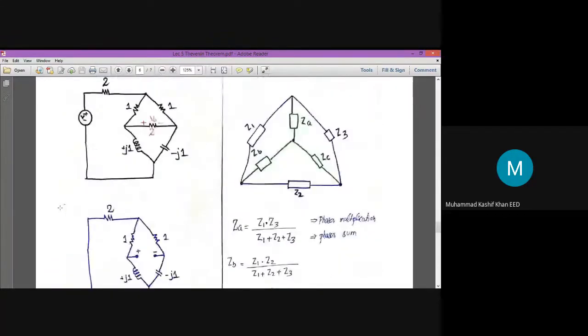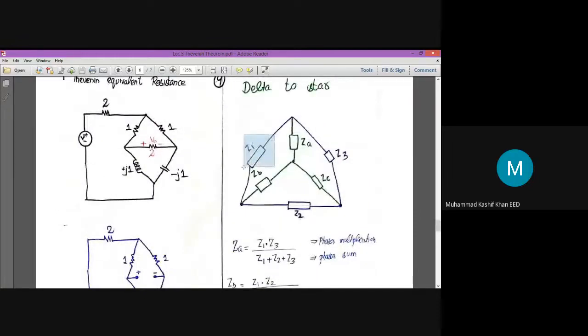For example, this is a delta network which I have drawn with blue pen, Z1, Z2 and Z3. These 3 impedances are making a delta network. Now to convert this delta network into a star network, you will select 3 star impedances. Let's say ZA, ZB and ZC. You will connect those 3 star impedances in star fashion inside this delta network.